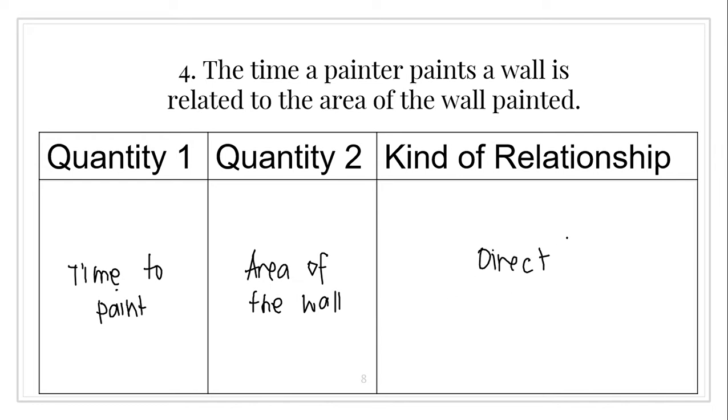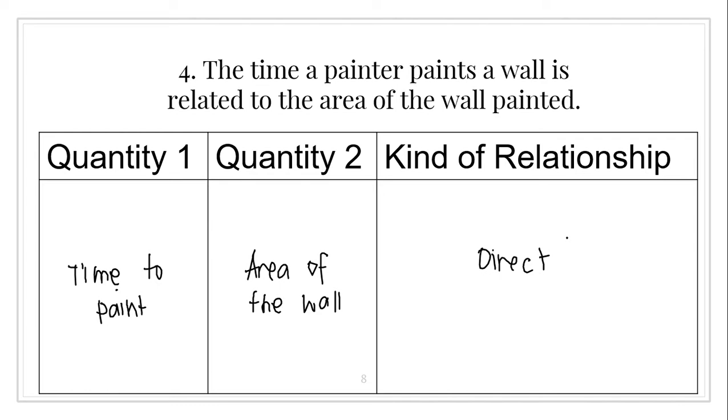So, bakit ba natin nasabi na direct? It's because the more time a painter spends painting a wall, the greater the area of the wall that is being painted. So, kapag mas malaki yung pinipaint mo, mas malaking time din yung magagamit mo. Let's say, for example, you're gonna paint lang yung one paper size, di ba? Mas mabilis. But if you're gonna paint like yung malaking ball, mas maraming time yung kailangan mong gamitin.